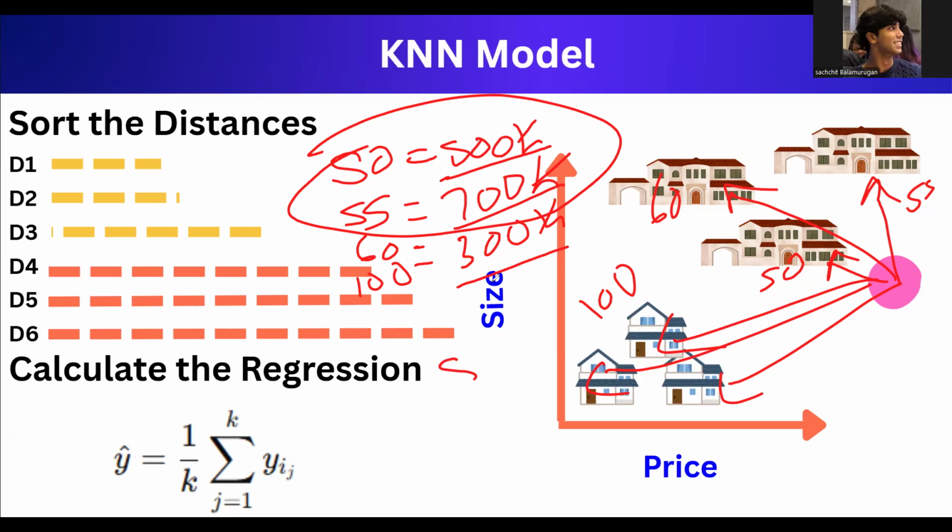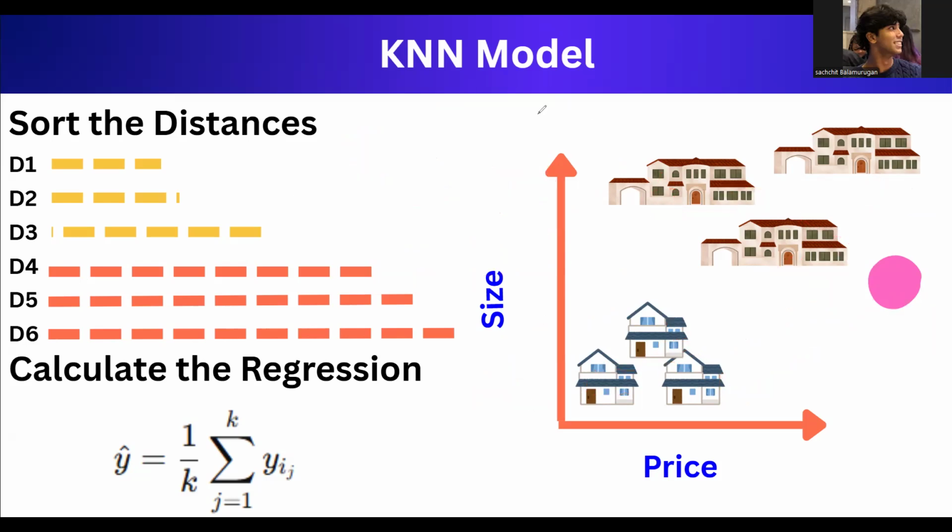Now what do we do from here? We do 500 plus 700, and we get the average. 500 plus 700 divided by 2. So what is that? 500 plus 700 is 1200. 1200 divided by 2 is 600. So now this is going to be equal to 600K. Do you understand how we're getting that now? Yeah. Okay. So that's how regression works for this type of model.